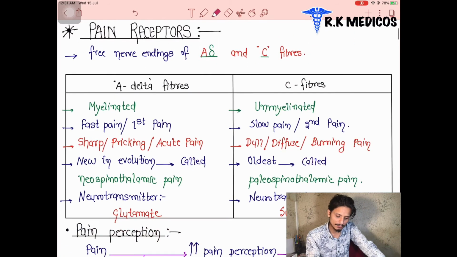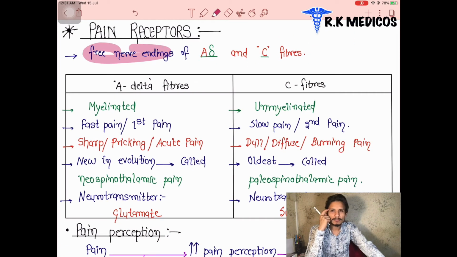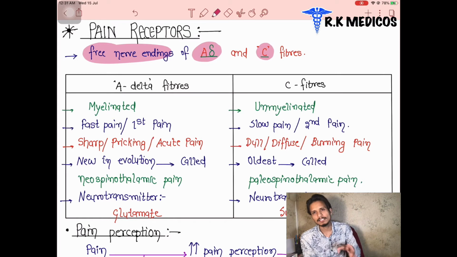The pain receptors are free nerve endings, and they transfer their impulses by special types of fibers, A delta and C fibers. What are these fibers? These fibers are classified on the basis of their myelination, how fast they work, and how fast they transfer impulses.